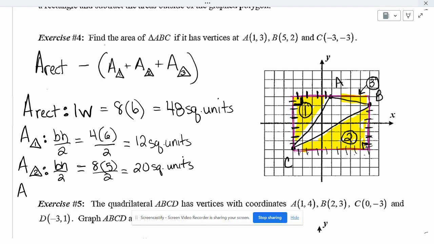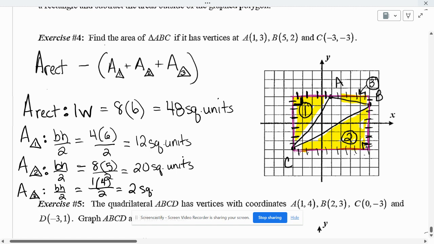My last one, area of triangle 3, that's just a baby little triangle over there. Base times height divided by 2. So the base measurement, I'm going to say, is 1. The base is 1, and the height is 1, 2, 3, 4. 1 times 4 is 4, divided by 2 is 2 square units.